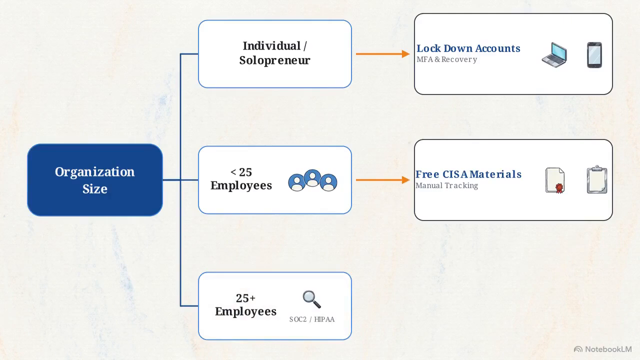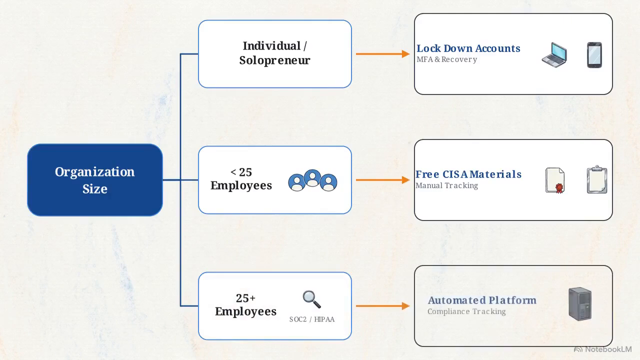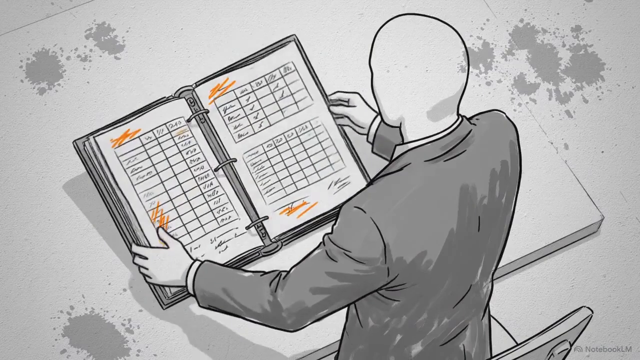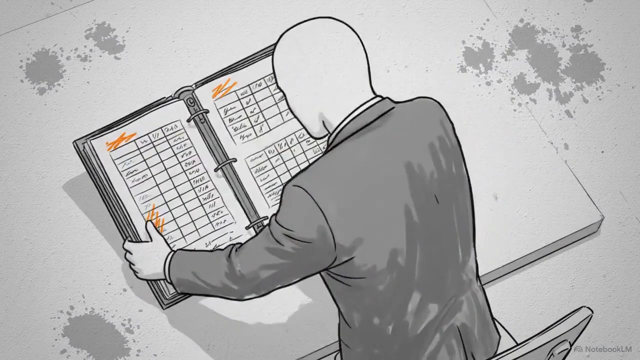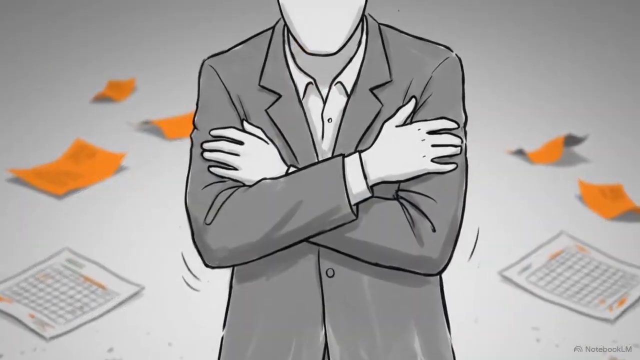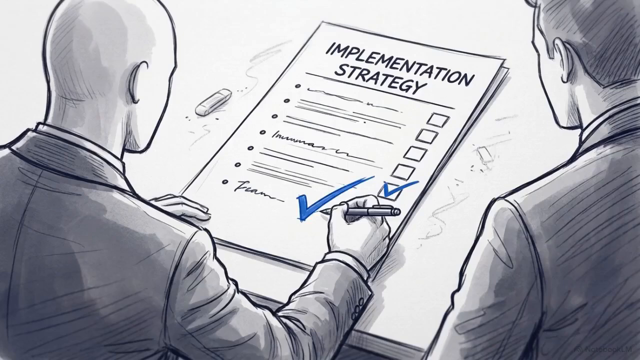Once you reach 25 employees or face regulations like SOC 2 or HIPAA, you need to upgrade to a paid platform. Manual tracking is a liability for auditors, and passive modules are insufficient against the targeted social engineering attacks that larger organizations face. Select the strategy that matches your current scale to maximize ROI and minimize risk.